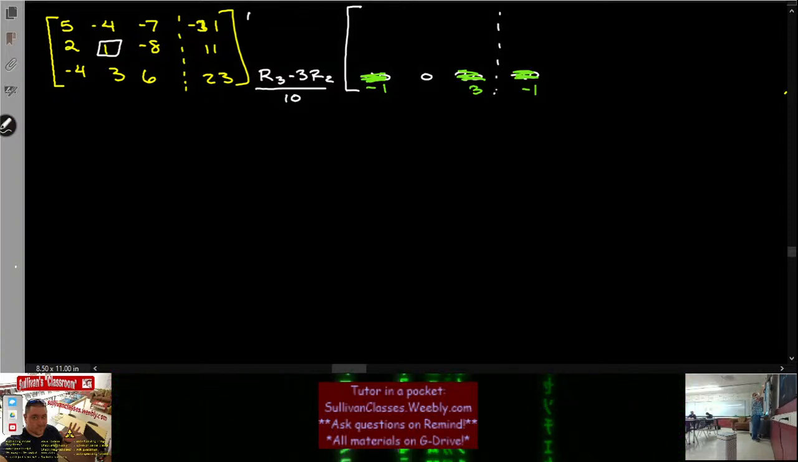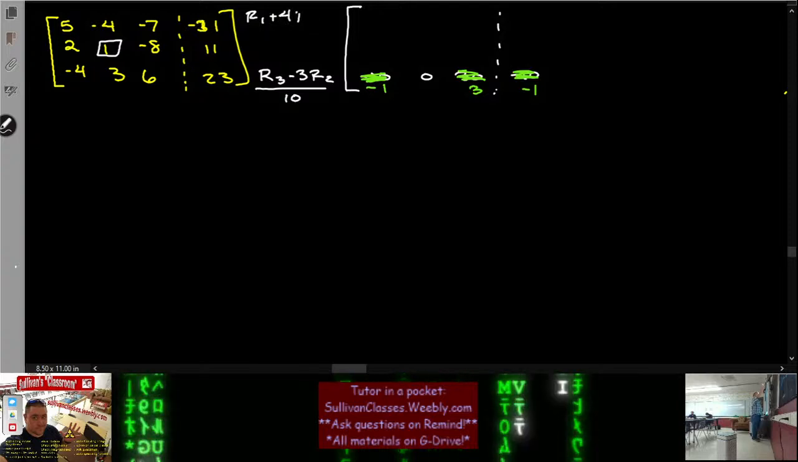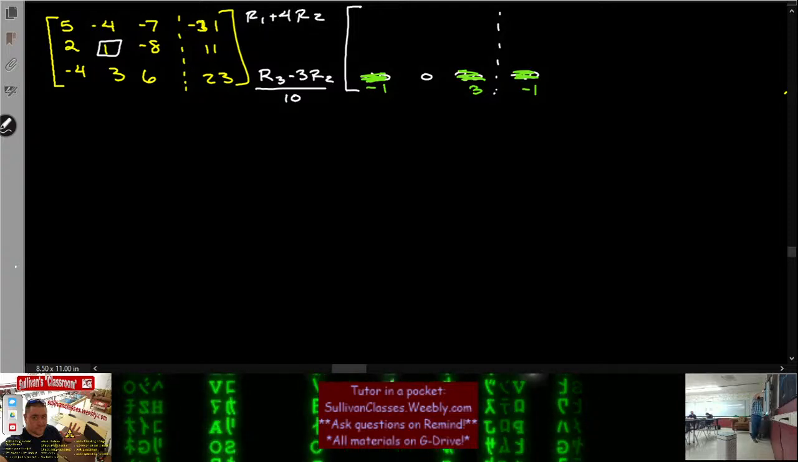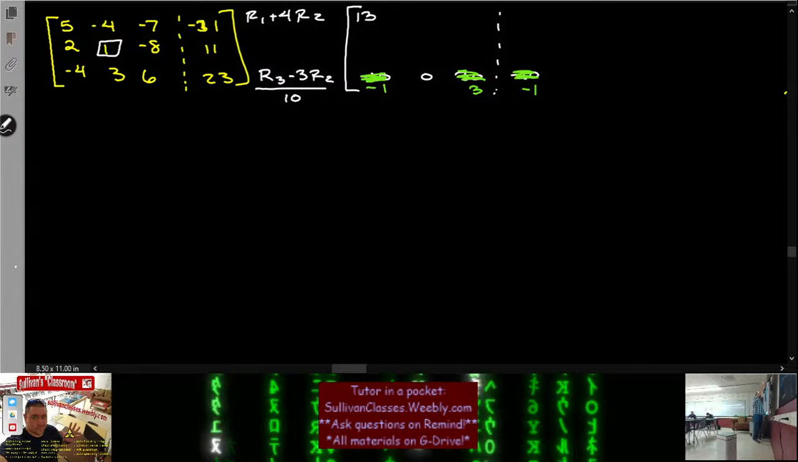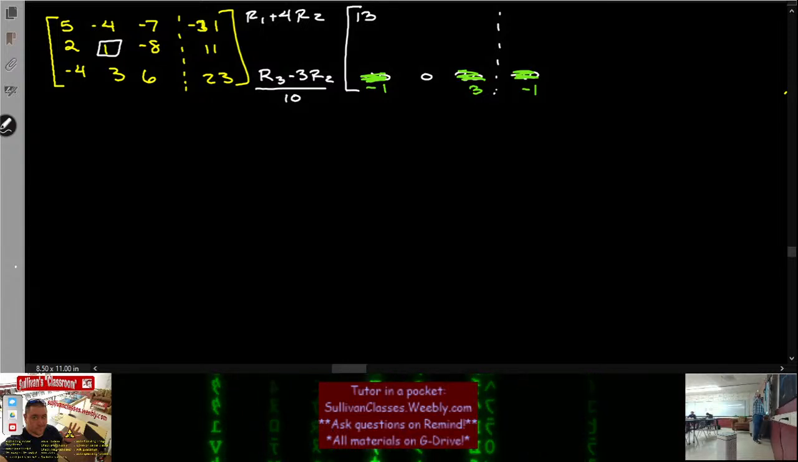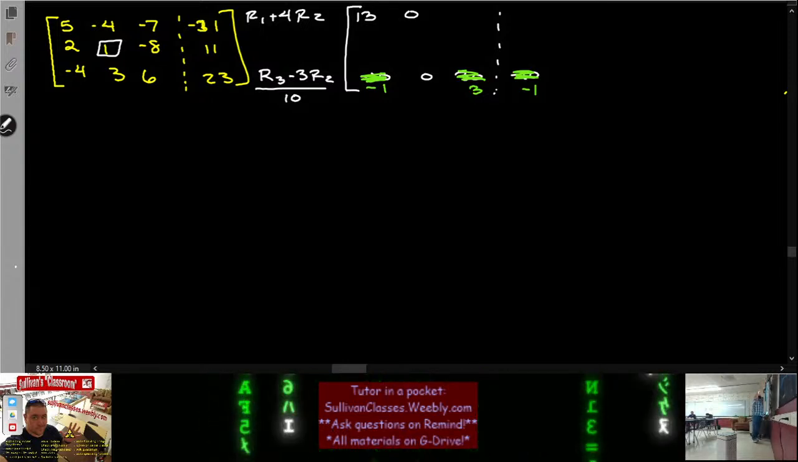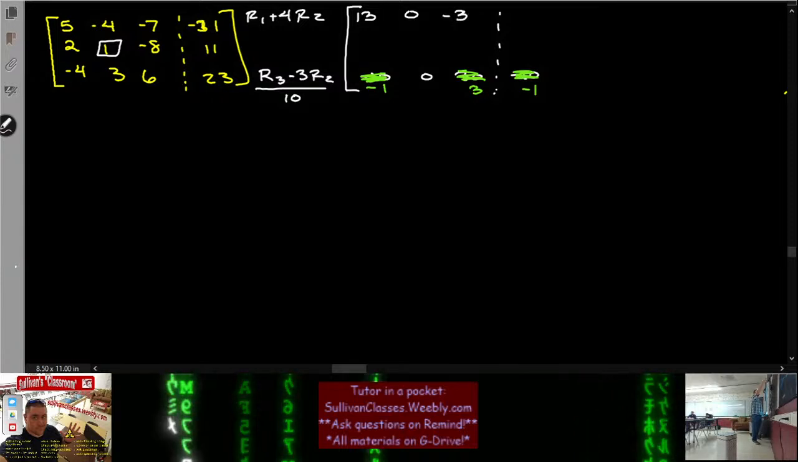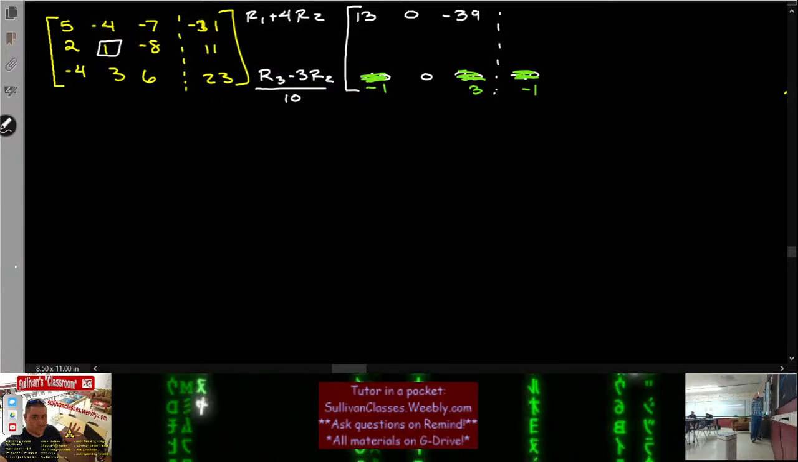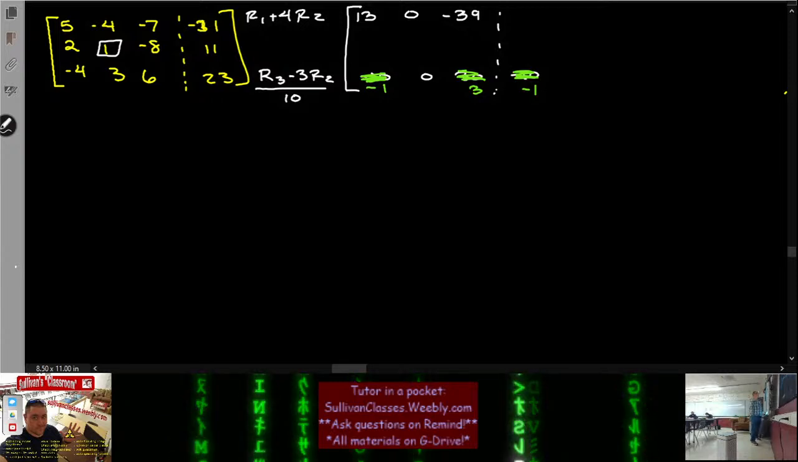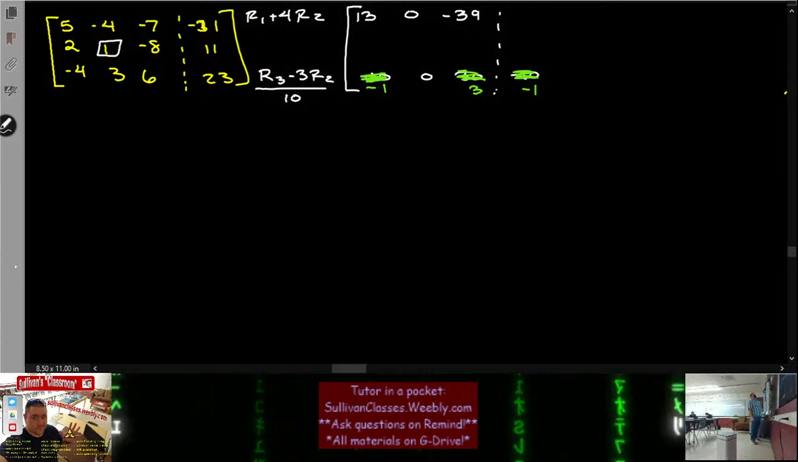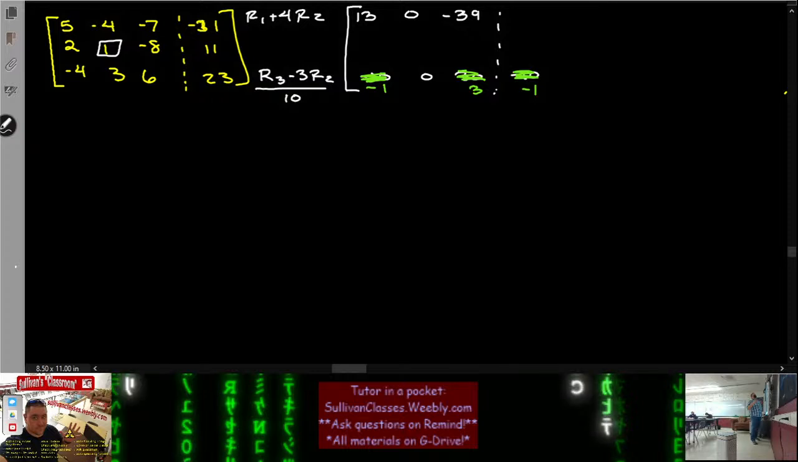I'm also going to say row 1 plus 4 row 2s. Times 4 is 8 and add it. Times 4 is 4 and add it. Times 4 is negative 32 and add it. Times 4 is 44 and add it. Right? Yeah, 13.